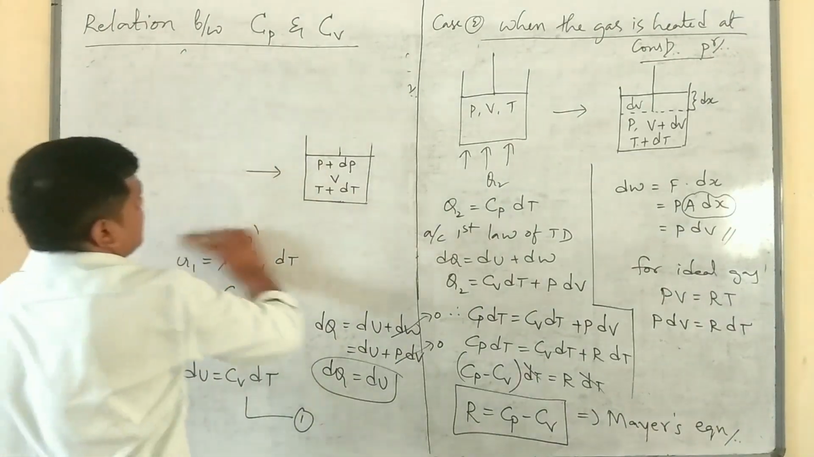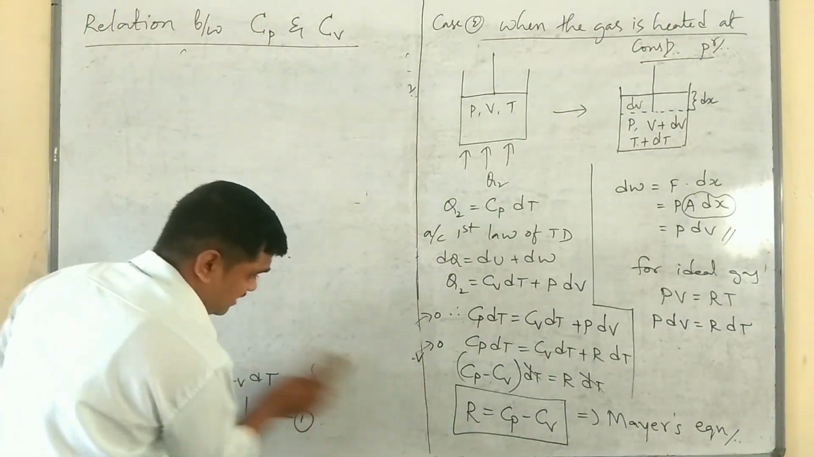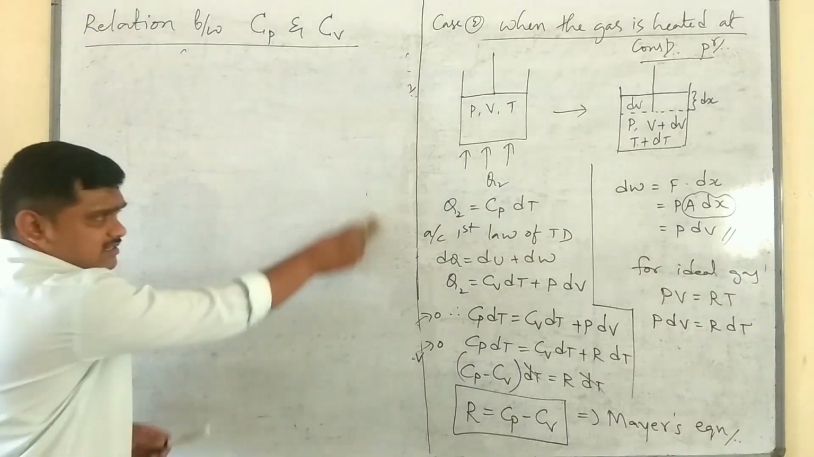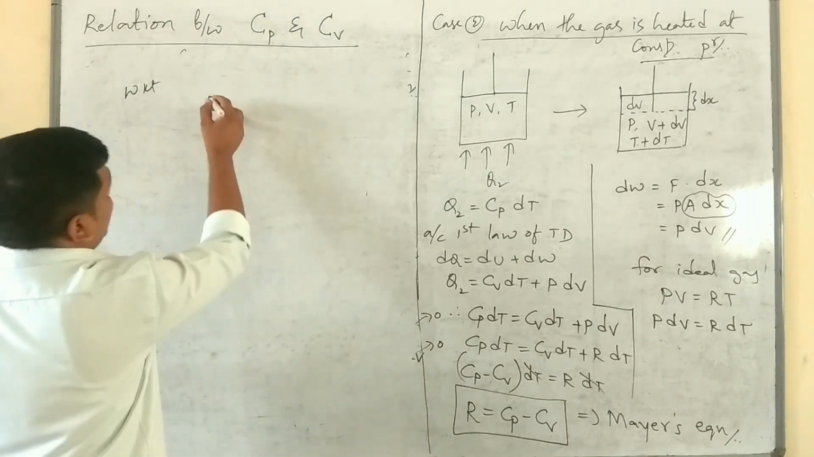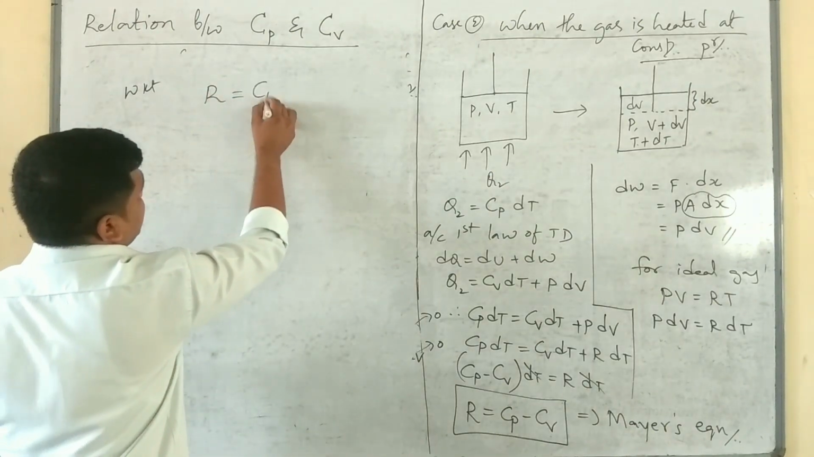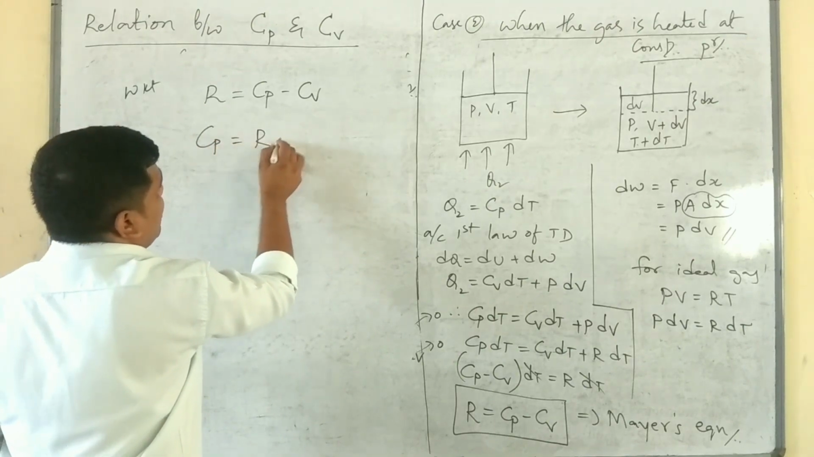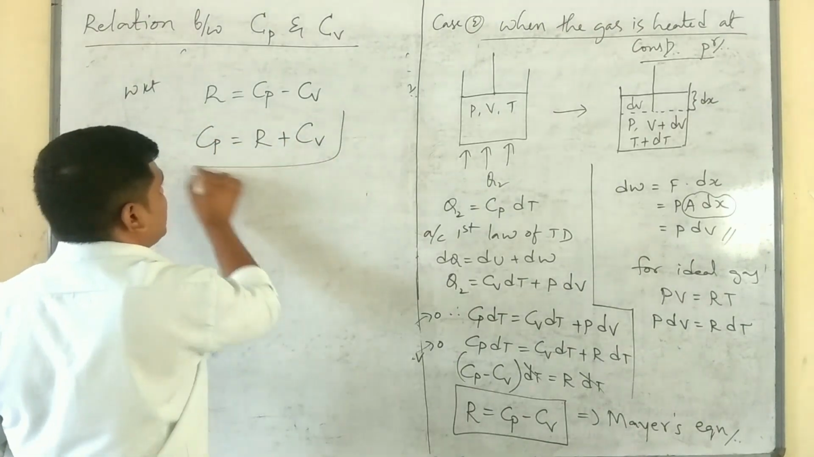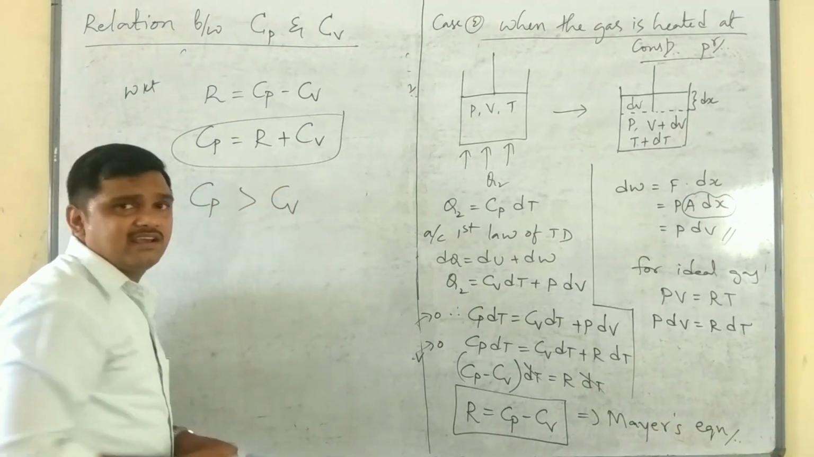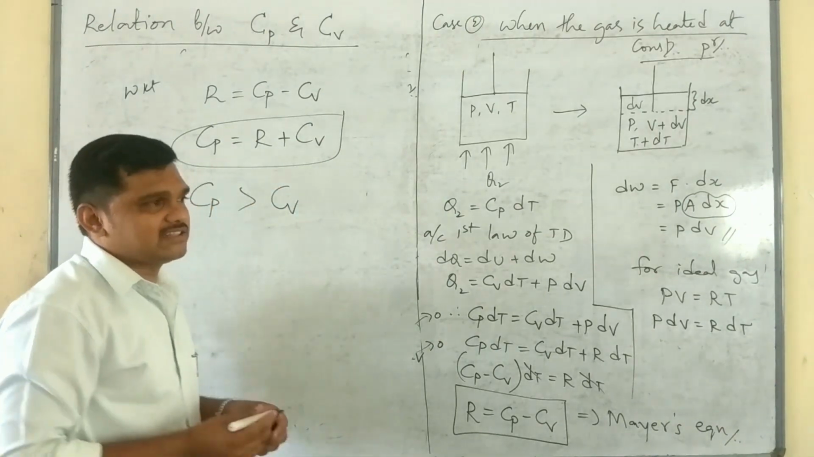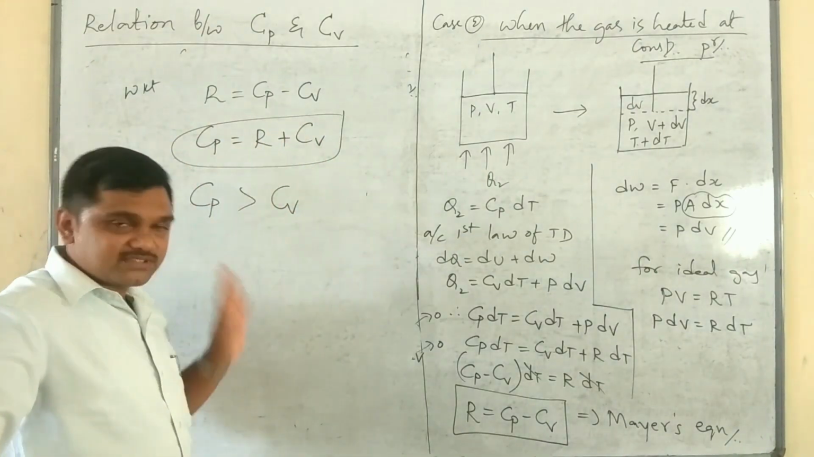Otherwise, mathematically you can explain it this way. We know that R is equal to Cp minus Cv. Therefore, Cp is equal to R plus Cv, or Cv plus R. From this equation, it is clear that Cp is greater than Cv. That is the mathematical explanation, but actually we have to say this in terms of a sentence.